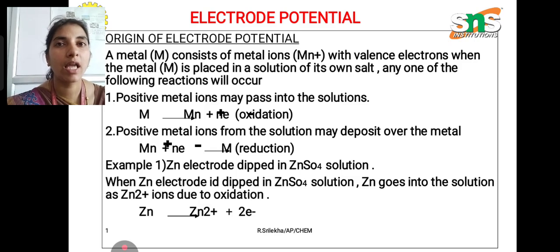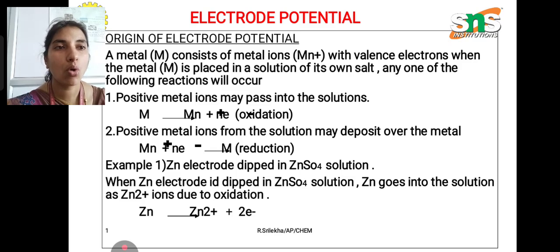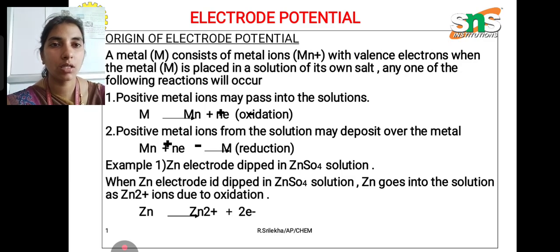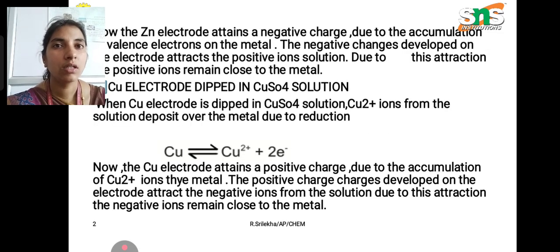Here I have shown example 1, a zinc electrode dipped in zinc sulfate solution. When the zinc electrode is dipped in zinc sulfate solution, Zn goes into the solution as Zn2+ ions due to oxidation: Zn gives Zn2+ plus 2e-. The zinc electrode attains a negative charge due to the accumulation of valence electrons on the metal. The negative charge developed on the electrode attracts the positive ions in solution. Due to this attraction, the positive ions remain close to the metal.